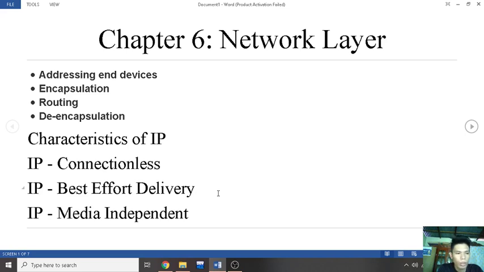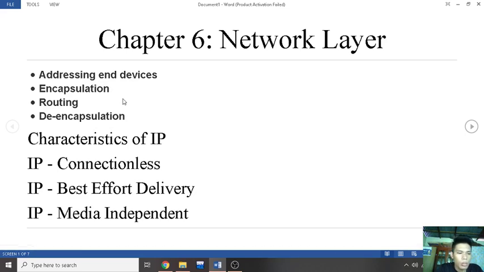First, we have the network layer, which is layer 3. It provides services to allow end devices to exchange data across networks. To accomplish this end-to-end transport, the layer uses four basic processes: addressing end devices, encapsulation, and routing, and de-encapsulation. First, what is addressing end devices?